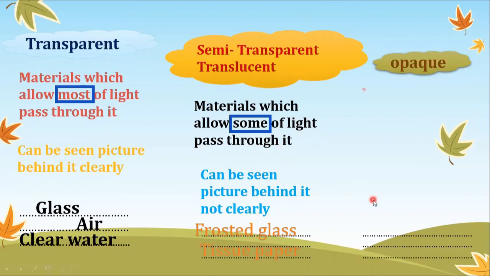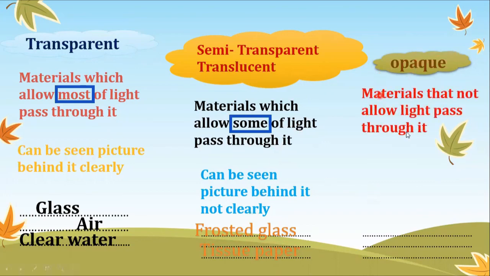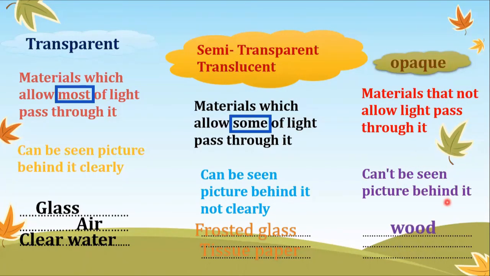And finally, opaque. Opaque materials do not allow light to pass through them. The picture behind it can't be seen. Examples: wood and carton.